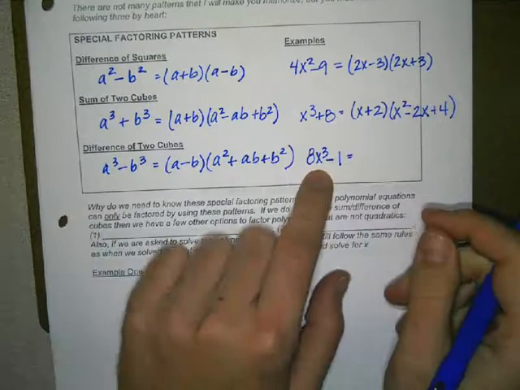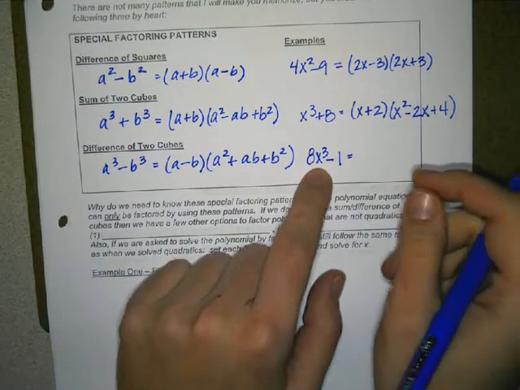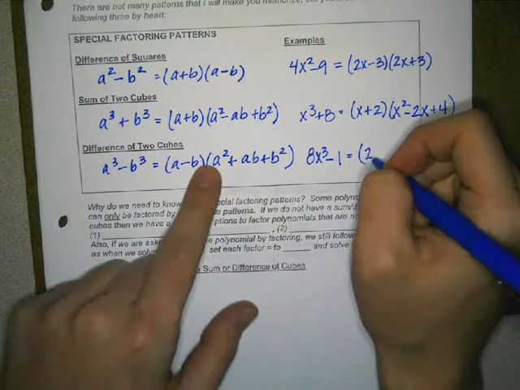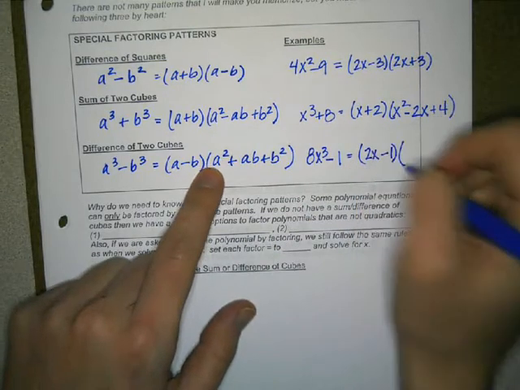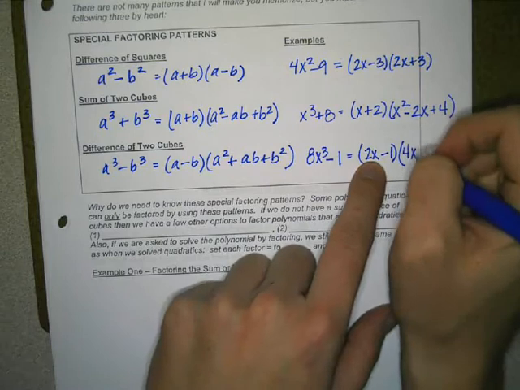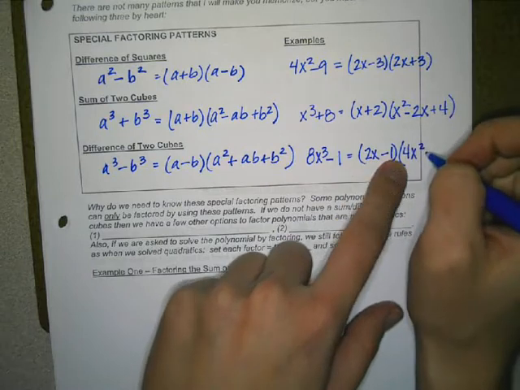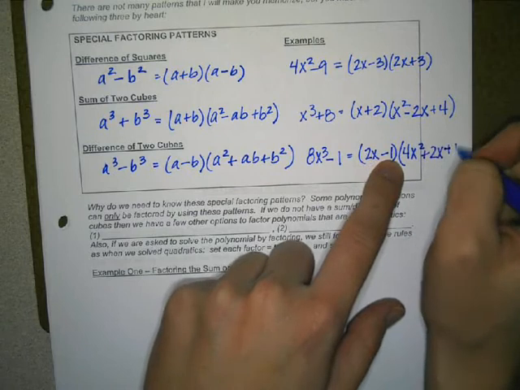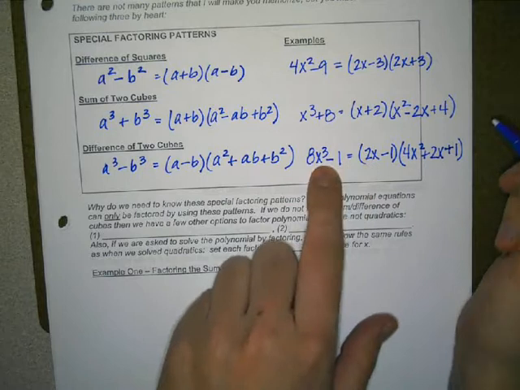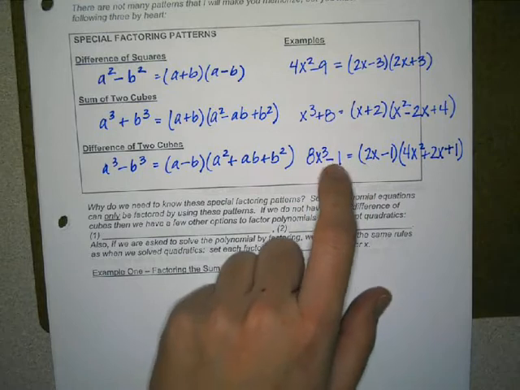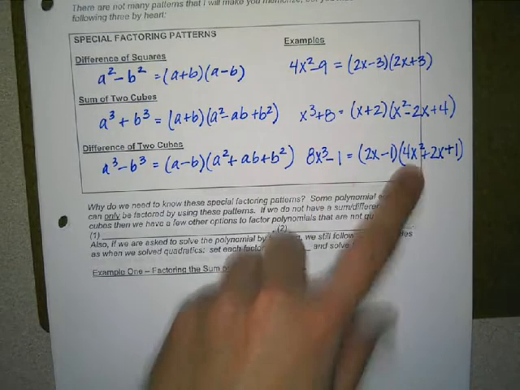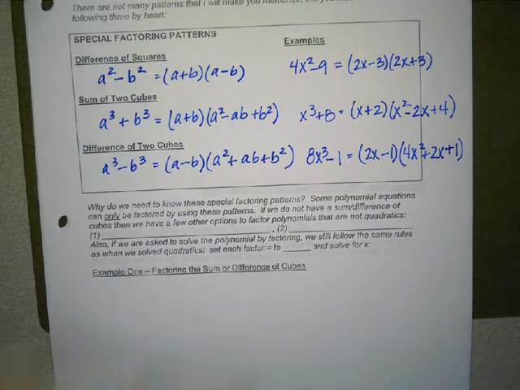You can take the cube root of that, it would be 2x. You can take the cube root of that, it would be 1. So it fits into the pattern of 2x minus 1. A squared would be 4x squared. Multiplying those two together would give you 2x. And then b squared is just 1. Now, this minus here, you can't think of it as a negative 1. You just have to think of it as a 1 because the pattern takes care of all the negatives and positives for you. So you don't have to include the sign there with your a and b values.